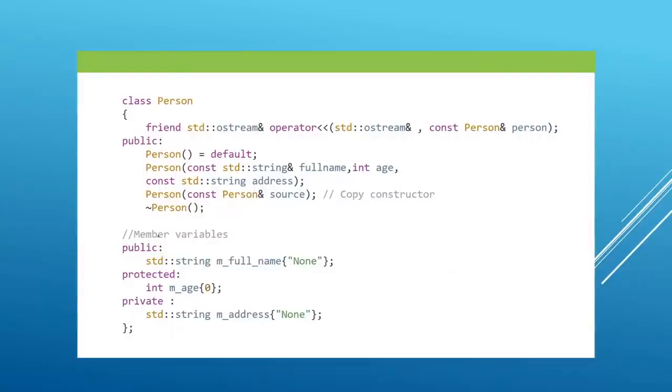So the person class is what we know from the previous lectures. We have a bunch of member variables here. We have the full name, the age, and the address. And we have a bunch of constructors now.